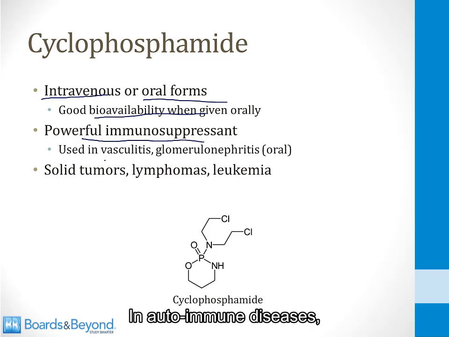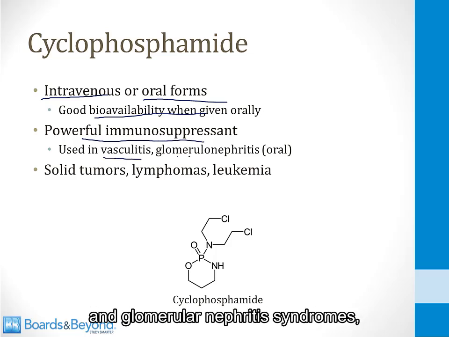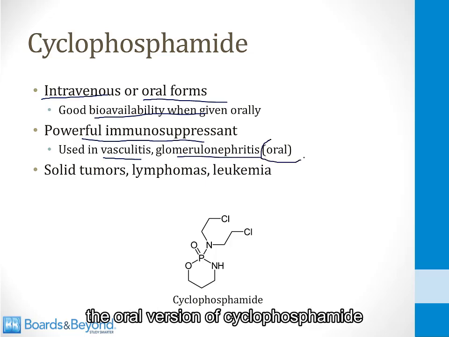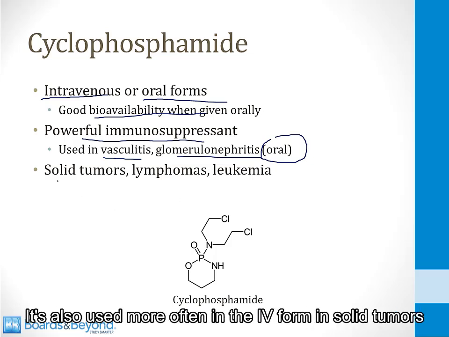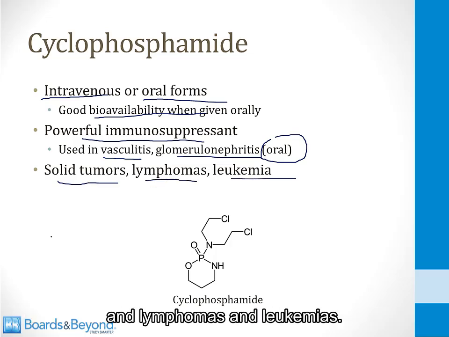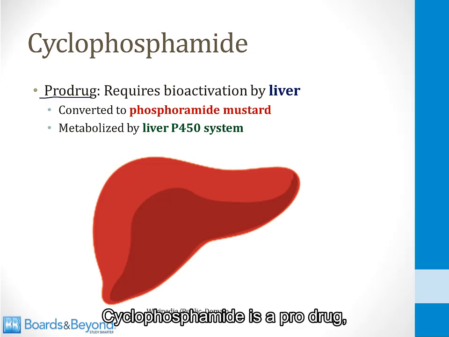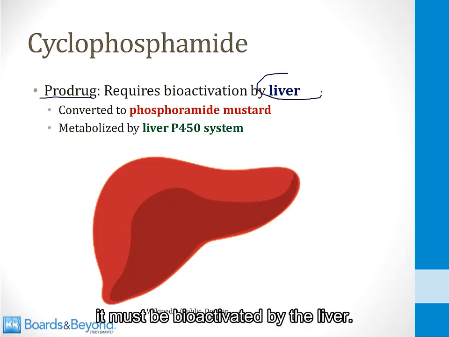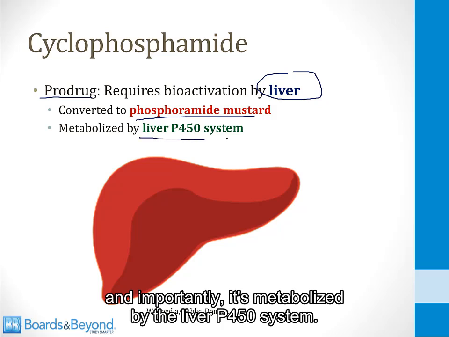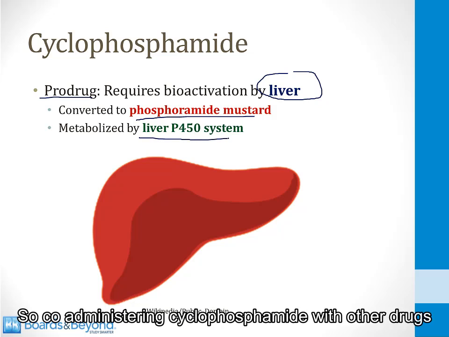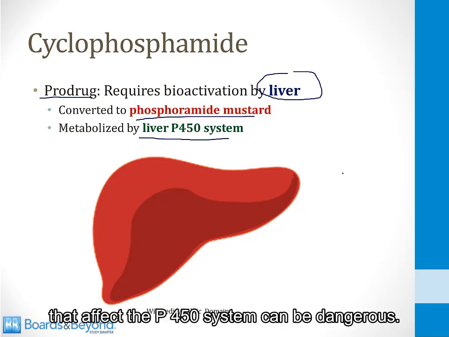In autoimmune diseases like some of the vasculitis syndromes and glomerulonephritis syndromes, the oral version of cyclophosphamide can be very effective to suppress the immune system. It's also used more often in the IV form in solid tumors and lymphomas and leukemias. Cyclophosphamide is a prodrug. It must be bioactivated by the liver. It is converted into a molecule called phosphoramide mustard, and importantly, it's metabolized by the liver P450 system, so co-administering cyclophosphamide with other drugs that affect the P450 system can be dangerous.